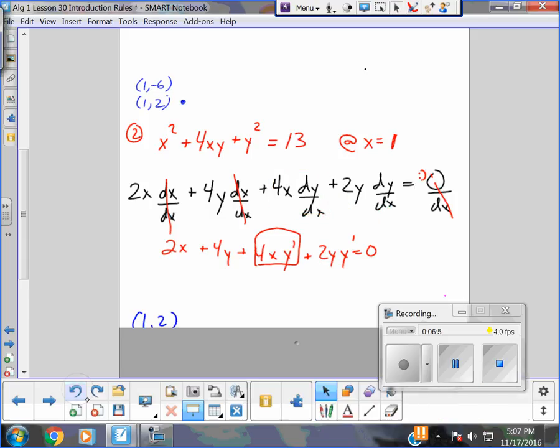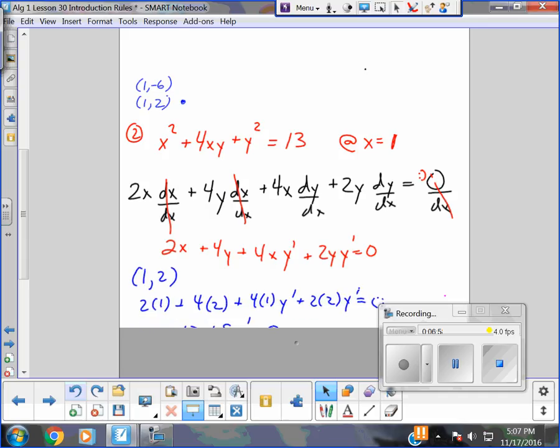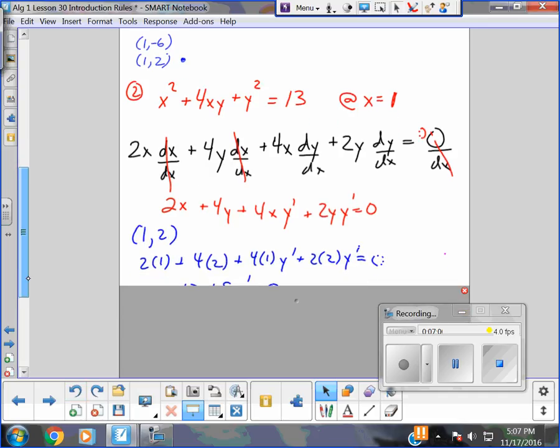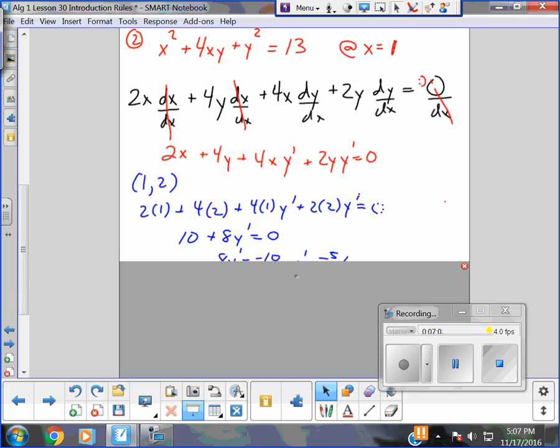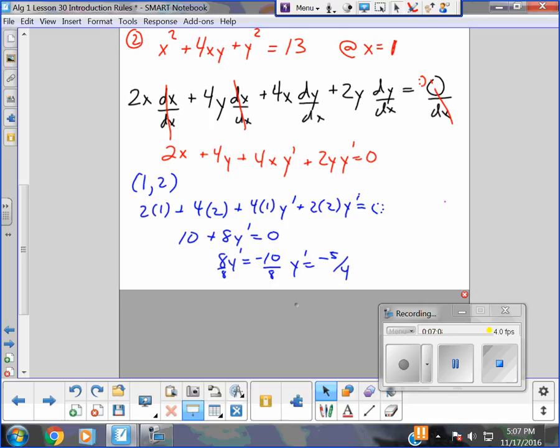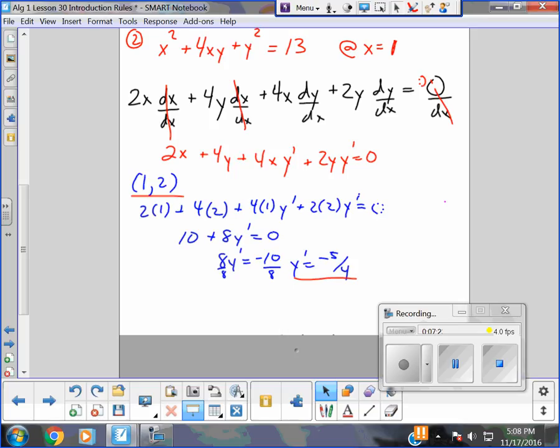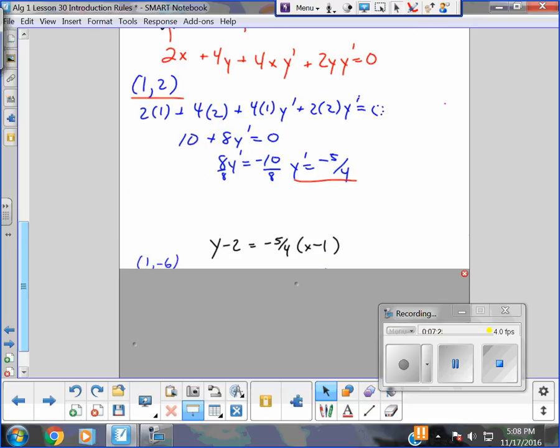Now if it said find dy/dx, I'd have to do some algebra. But I just want the slope at these points. I want the slope at (1, 2) first. I'll use the double positive point. I don't solve for y prime myself. I just plug in 1 and 2 for x and y. And when I do that, you can look at the steps here. I plug 1 in for x, 2 in for y, and I get y prime as negative 5/4. So now I have the slope, and I have the point-slope form. And my first answer is simply y minus 2 equals negative 5/4 times quantity x minus 1.